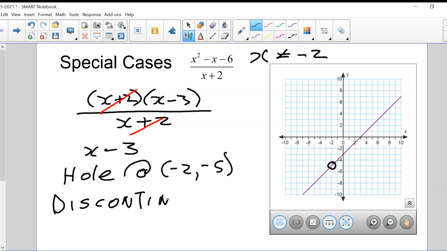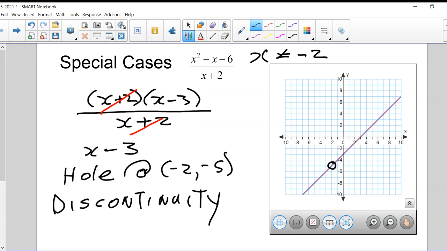Discontinuity. And the type of discontinuity is a hole. There are other types of discontinuity. So a vertical asymptote is also a type of discontinuity. But that doesn't mean that all discontinuities are vertical asymptotes. So I just want to make sure we understand that, because there are other kinds of discontinuities, such as a hole. And a hole is one of the types of discontinuity.